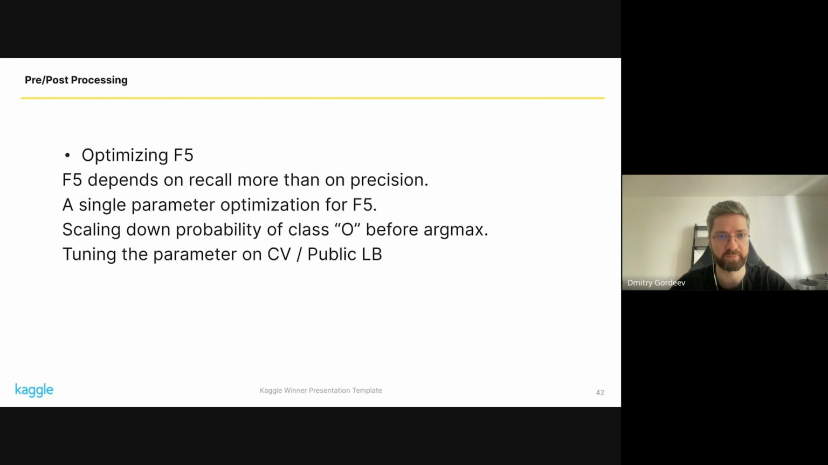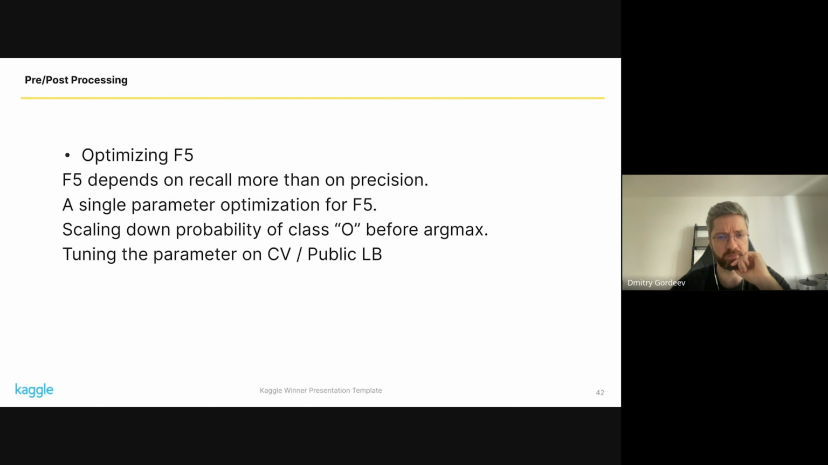Optimizing F5 score. That's the last step of the inference. So the model outputs the probabilities of each individual class, but we needed to compete on the F5 score, and that one is pretty much a score that combines recall and precision, with the recall being much more important. Therefore, using just a simple argmax would not work.